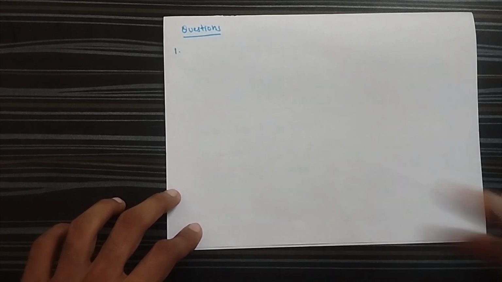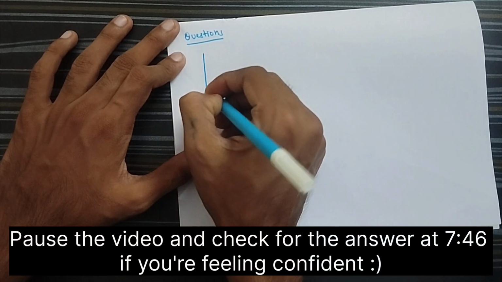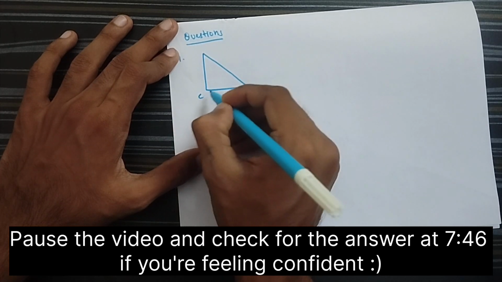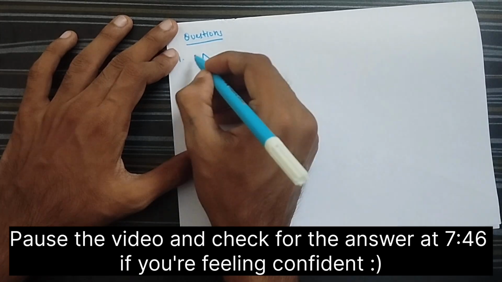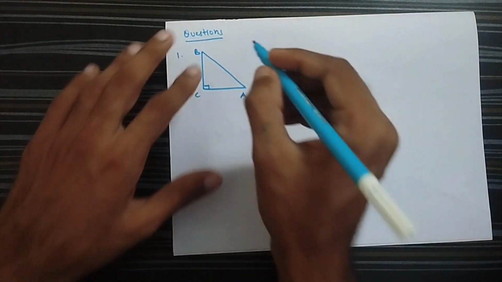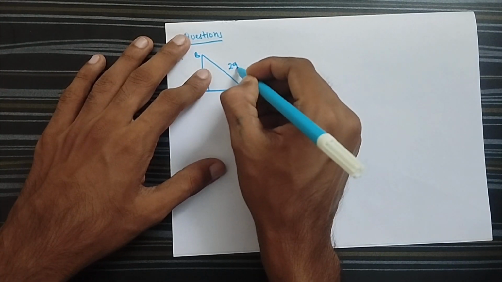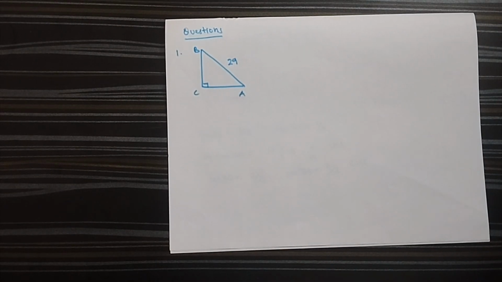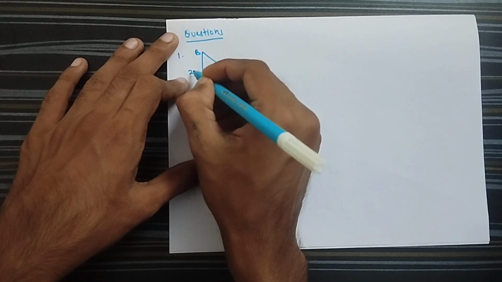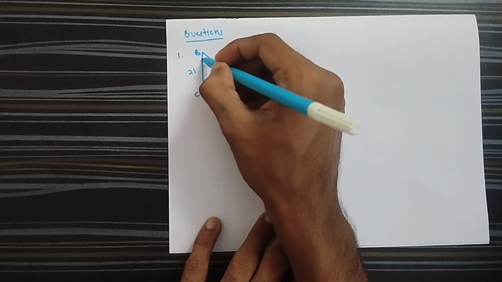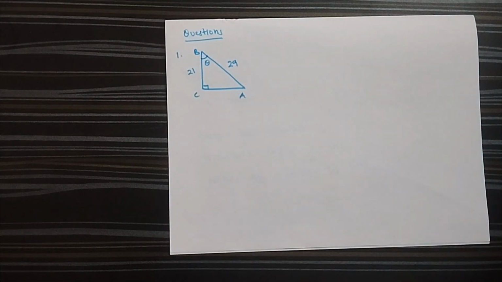So we are given a triangle ACB. Let's draw the triangle. Right angle at C, ACB. And we know AB is 29 units, so that makes it the hypotenuse. BC is 21 units. And angle ABC is theta.